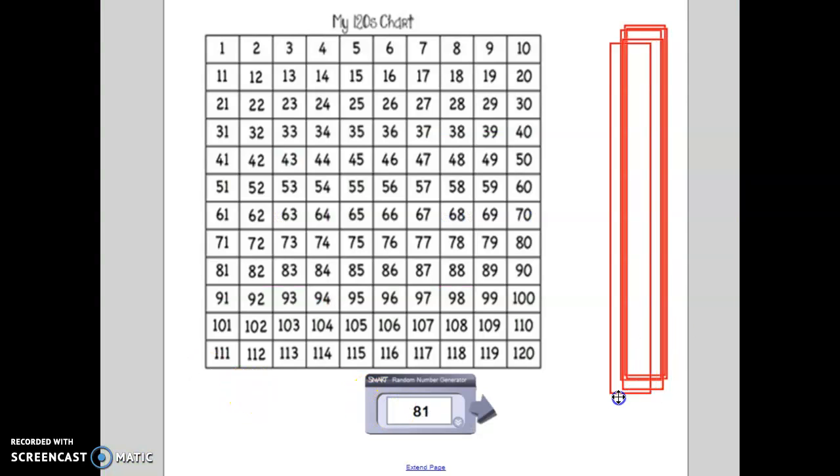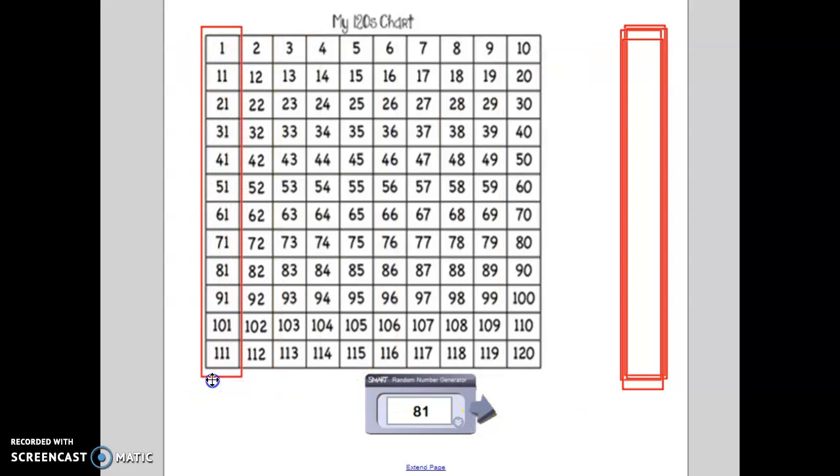Let's get our new number. 81. Counting by tens. Where 81 is. So we're going to count by tens down this column again. Here we go. 1, 11, 21, 31, 41, 51, 61, 71, 81, 91, 101, 111. Put this off to the side so we'll be ready.